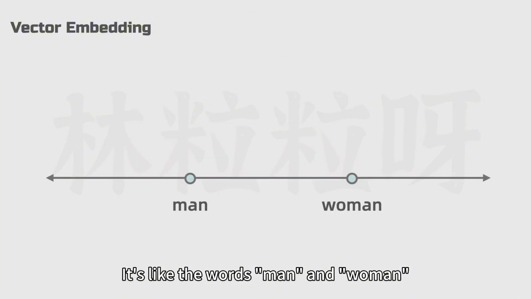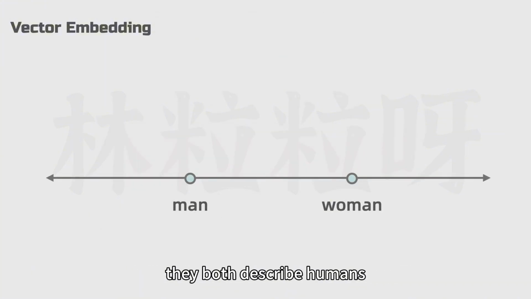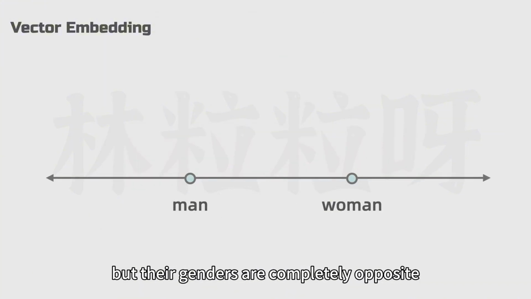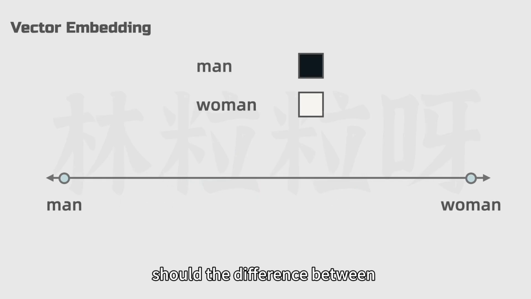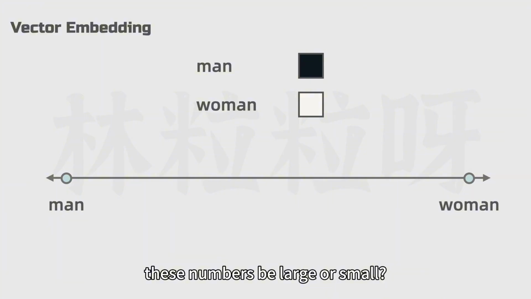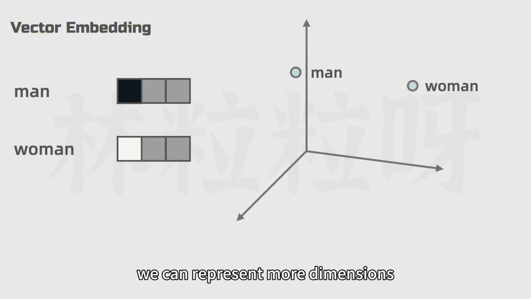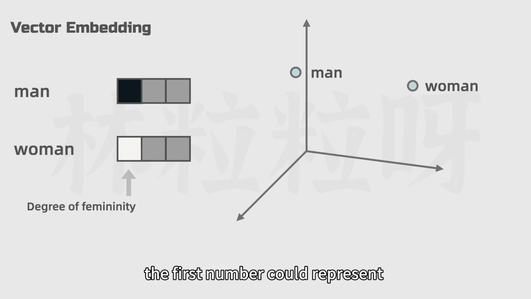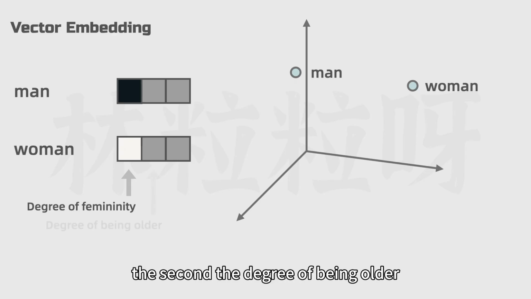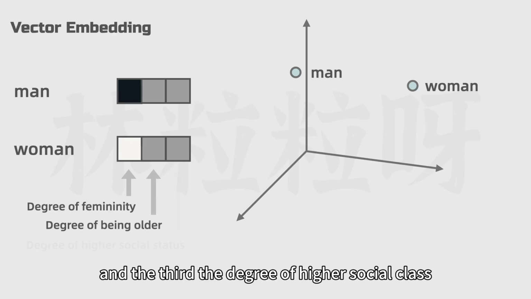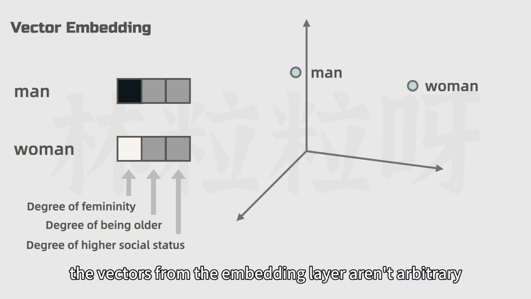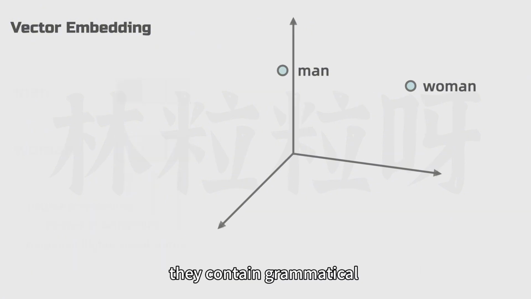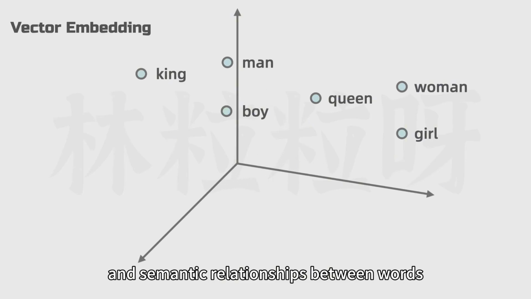It is like the words man and woman. They both describe humans, but their genders are completely opposite. If represented by only one number, should the difference between these numbers be large or small? But with multiple numbers, we can represent more dimensions. For example, the first number could represent the degree of being female, the second the degree of being older, and the third the degree of higher social class. So, the vectors from the embedding layer aren't arbitrary. They contain grammatical and semantic relationships between words.